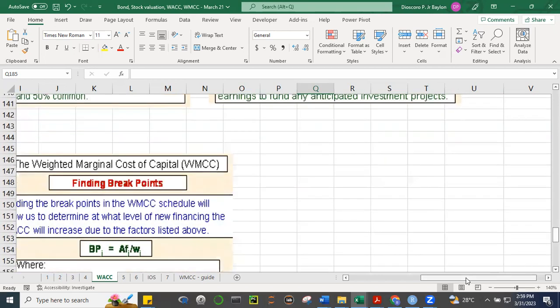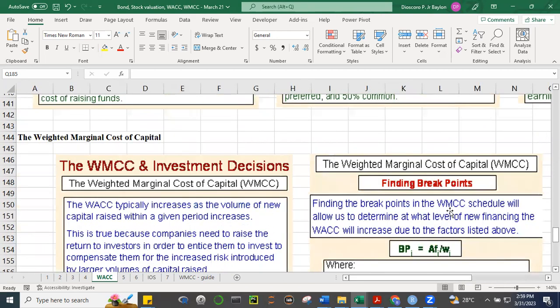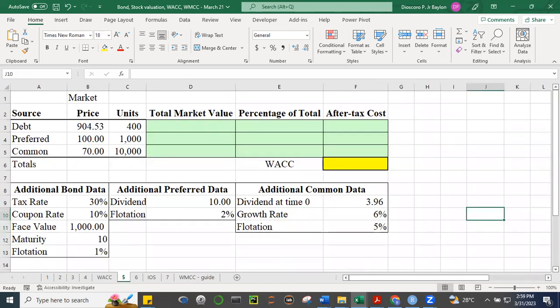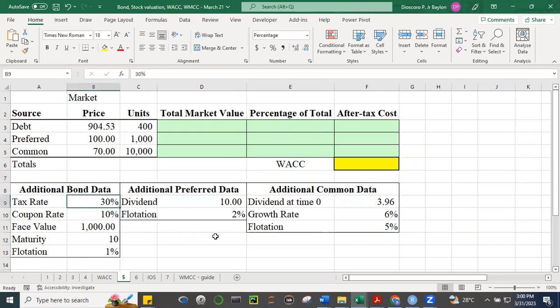Okay, any questions about that, class? Okay, itong WMCC, we'll discuss that when we go to this one. Okay, so let's first compute for the weighted average cost of capital. All right, we have this information. The tax rate is 30%. You have coupon rate at 10%, face value at 1,000. Maturity is at 10 years. Flotation cost is 1%. Okay, that's for the debt.